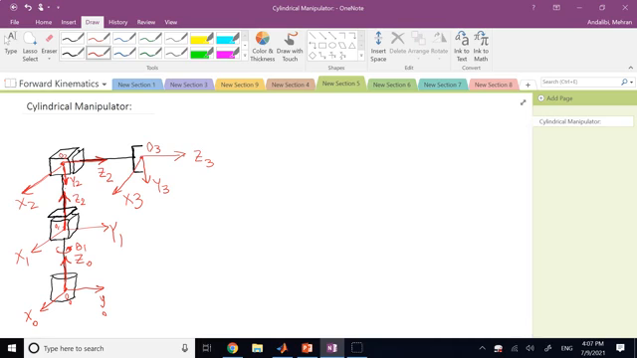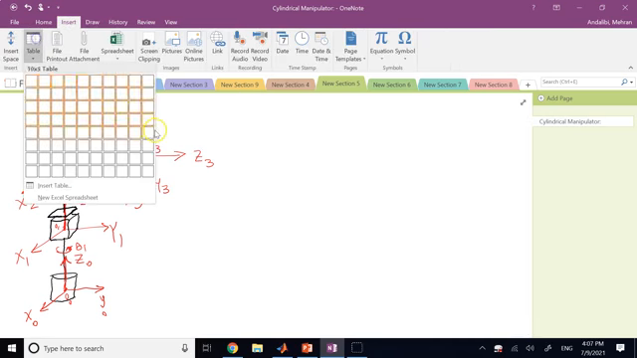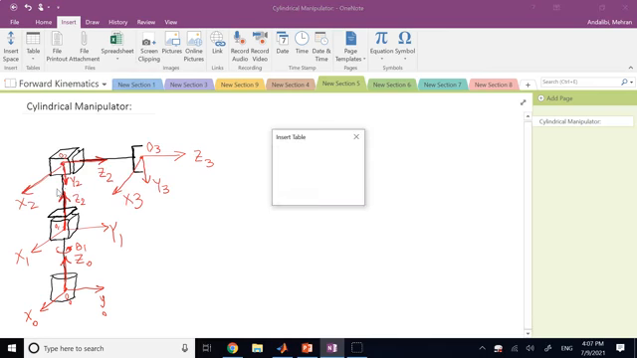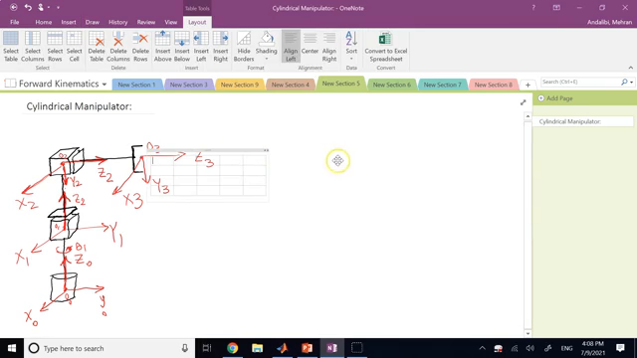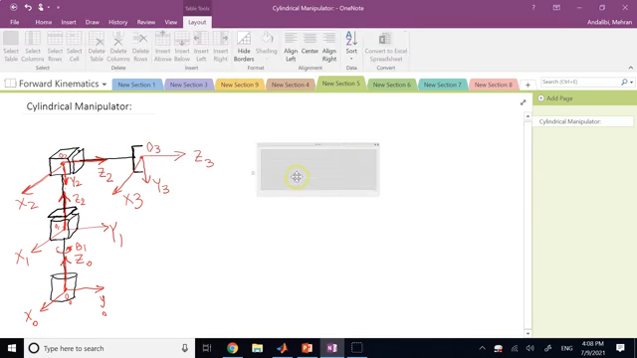And now it is time to go and insert our table. So what we need is a table, and here we have three parameters to choose. The columns are always 5, but here we really need 4 of these. So that is my DH table. Let me get it out of the way.